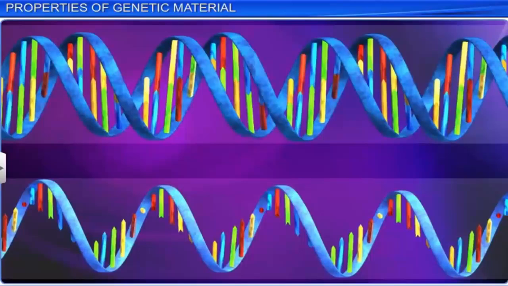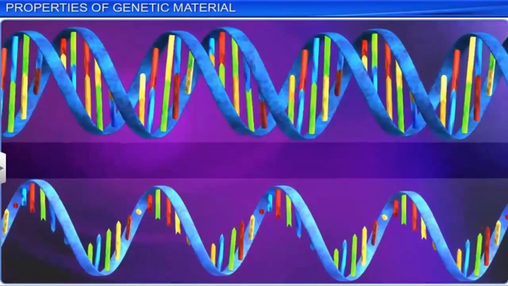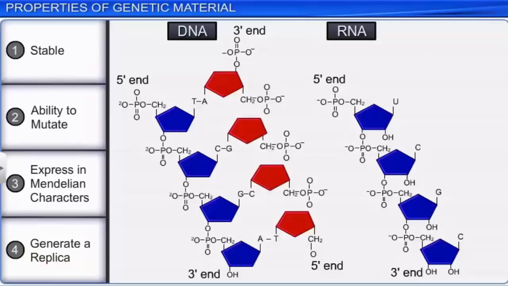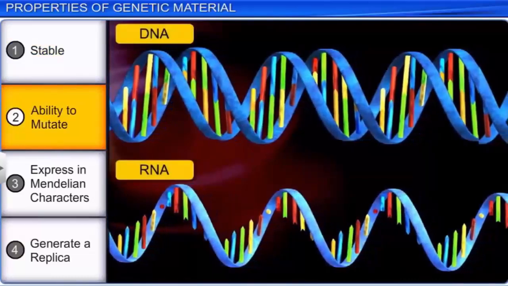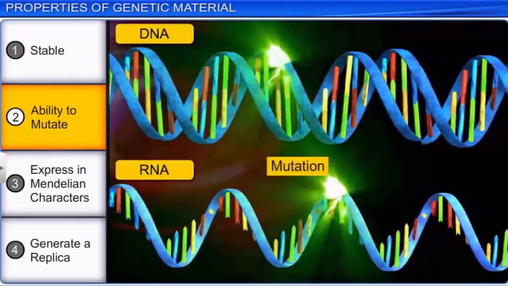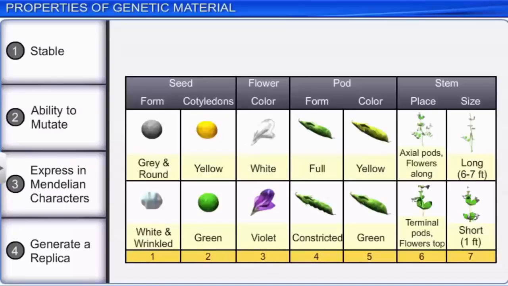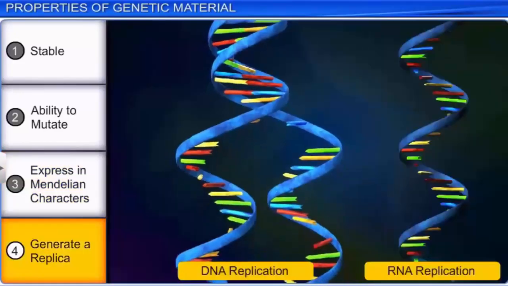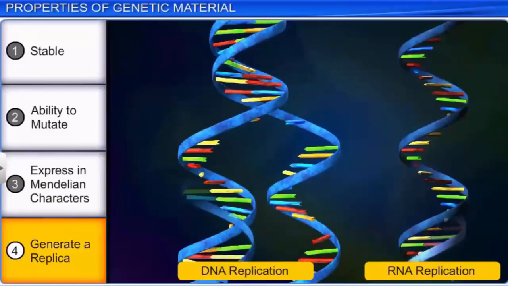The answer lies in the fact that for a molecule to be a genetic material, it must fulfill 4 simple conditions. It should be structurally and chemically stable, which means it should not change with age, change in physiology, or life cycle. Yet, despite stability, the molecule should provide scope for slow changes or mutation that is necessary for evolution. Further, the molecule should be able to express itself in Mendelian characters and also be able to generate its own replica to become a genetic material.